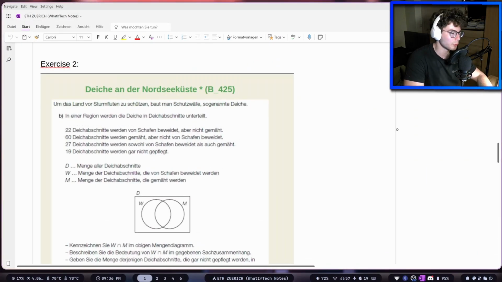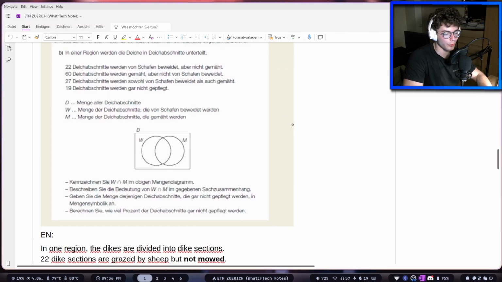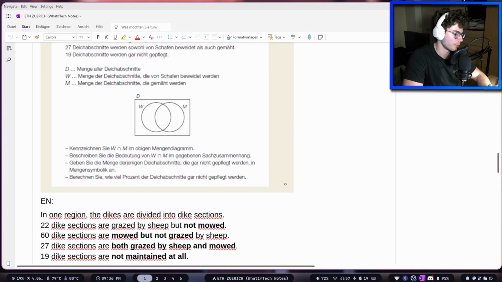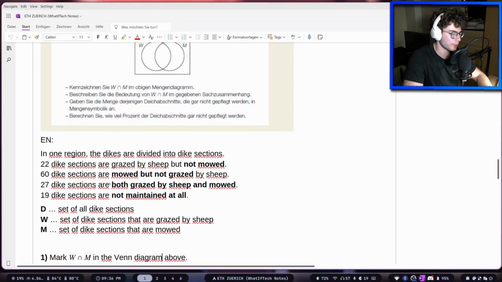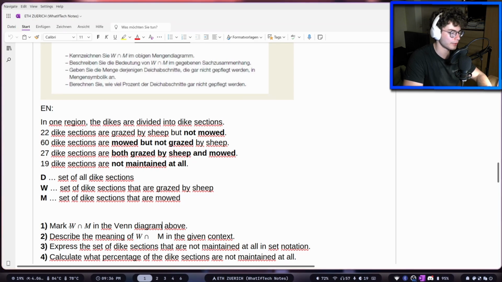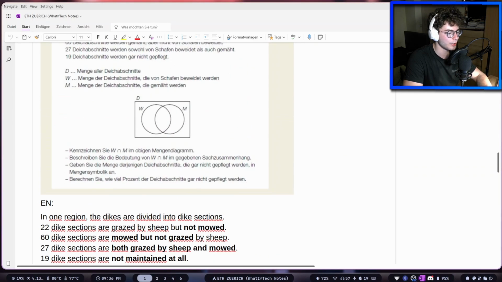We're almost done with the exercises and the video. We're going to do an easy exercise to finish off. It's good for the understanding of the topic though. So the English task description, task 1, mark W intersection M in the Venn diagram above. If you want to try it yourself, pause the video.